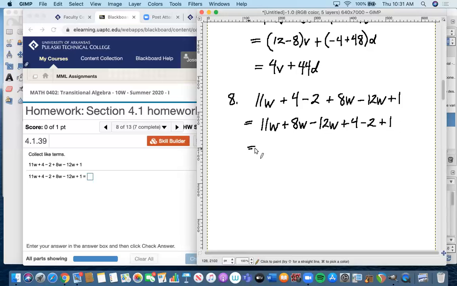Once you get the hang of this, you might skip some of these steps. Like this next step, where I'm going to combine all the coefficients, 11 plus 8 minus 12, whatever that is, times W. And then this one would just be 4 minus 2, that's 2, and then 2 plus 1 is 3, so I'm just going to add 3 on the end. Now this 11 plus 8 is 19, and then 19 minus 12 is 7. So the answer is going to be 7W plus 3.